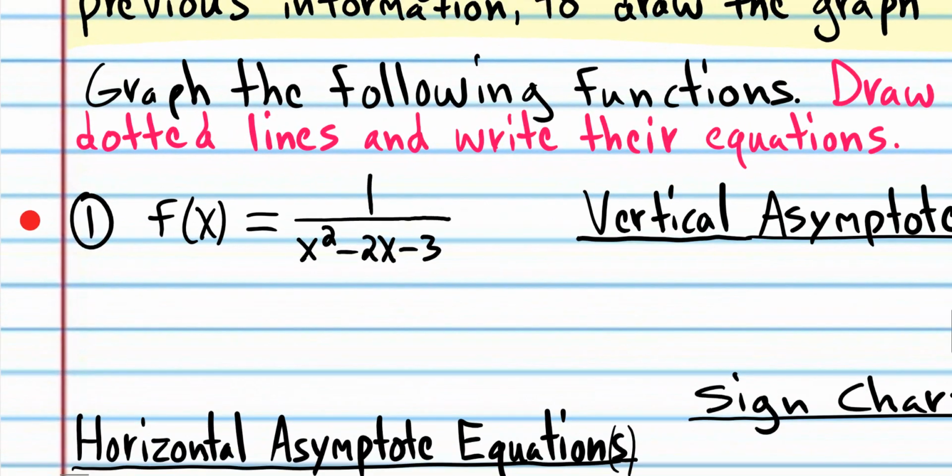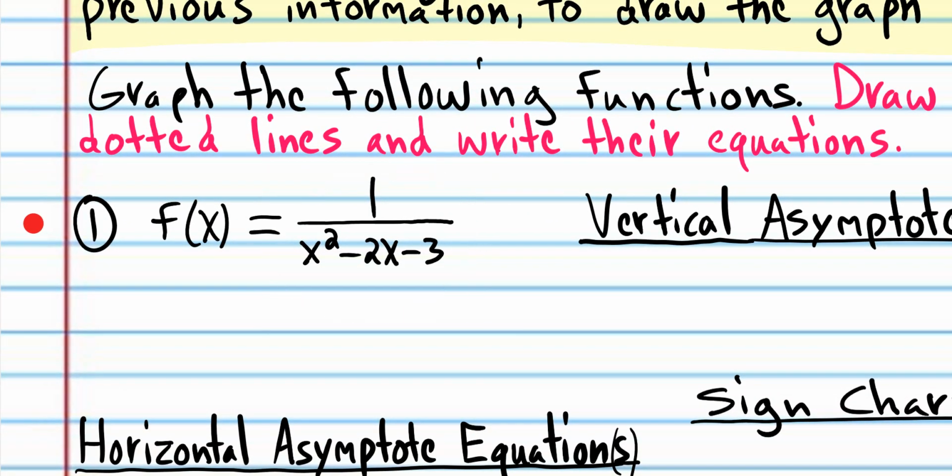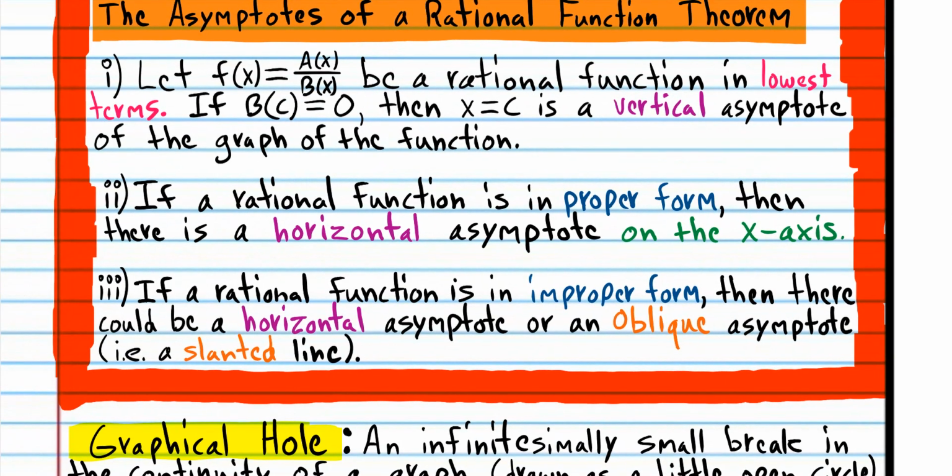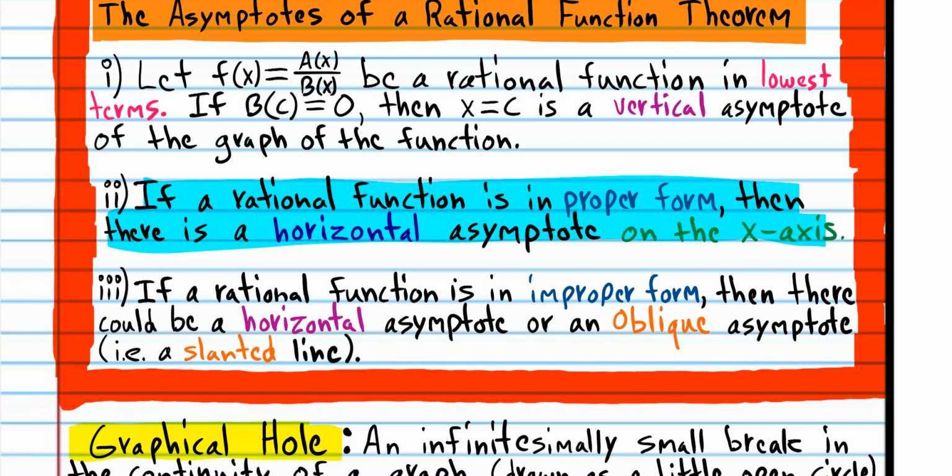Now, notice that this rational function is in proper form, because the degree of the numerator is less than the degree of the denominator. The degree of the numerator is 0, because remember, we can write that as 1x to the 0 power. So we have a degree of 0 and a degree of 2. So again, because the degree of the numerator is less than the degree of the denominator, the function is in proper form. So our theorem here tells us that because the rational function is in proper form, there's a horizontal asymptote on the x-axis.